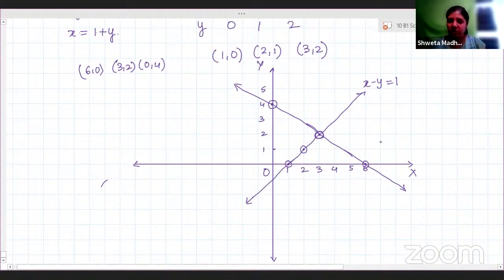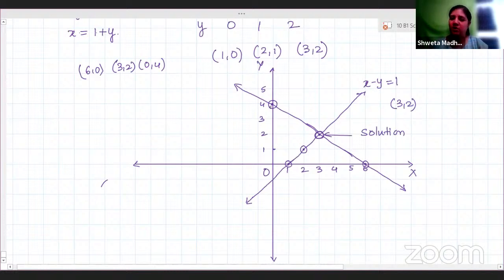Okay. Now what have they asked us to do? So this is what we got. Now the point of intersection is 3, 2. This is the solution of these two equations. So x value is 3 and y value is 2. So these two values will satisfy both the equations, right?